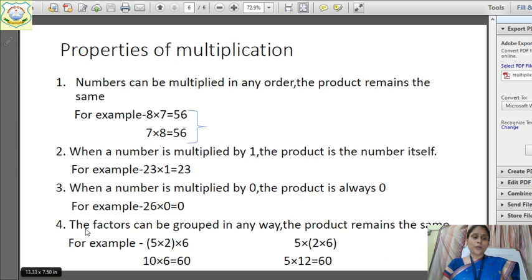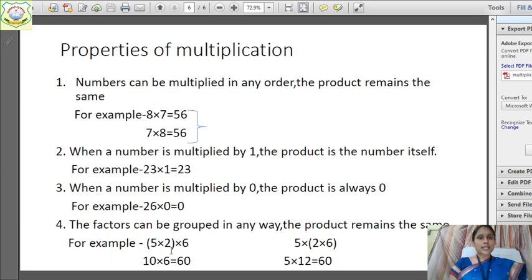Now let's see our fourth property. The factors can be grouped in any way. The product remains the same. For example, 5 into 2 into 6. See, here you can see grouping in two different ways. In one group we have taken 5 into 2, and on the other side we have taken 2 into 6. So the grouping in both cases is different. But what about the answer? The answer is the same. There is no change in the answer even if the grouping of numbers is different.